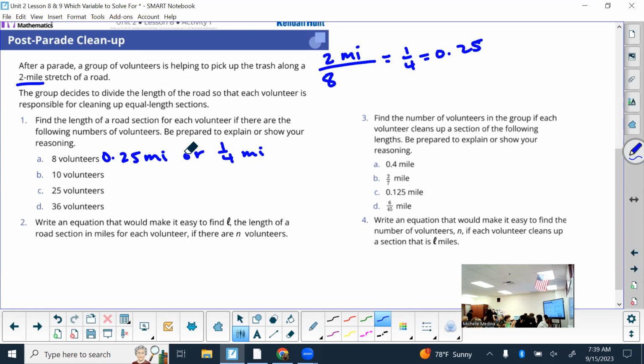So then table 2, can you give me the next one when there's 10 volunteers? 0.2 miles. Anyone know the equivalent fraction to that? 1/5. Because it's 2 divided by 10, which if you simplify either by hand or on the calculator, will become 1/5. So yes. Now 25 volunteers, table 3.